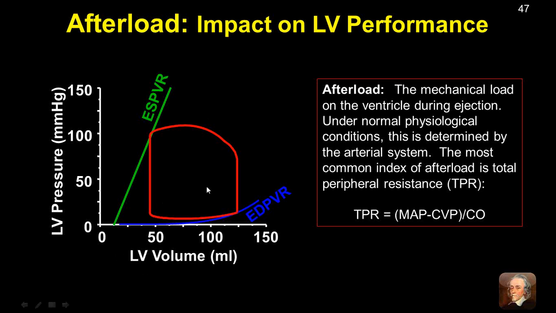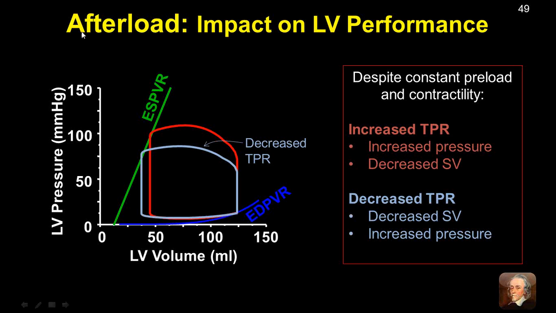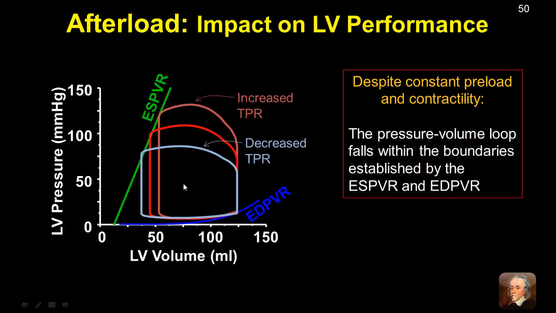But this is what happens when you change the afterload on the ventricle. So here's the baseline loop. And now if you increase the TPR, you'll have an increase in pressure generation, and in this case, a reduction in the width, meaning a reduction in the stroke volume. If you decrease the TPR, the loop gets shorter, meaning less pressure generation, but it is able to eject more, so the stroke volume increases. Again, as I emphasized before, the loops change their shape and their position, but they exist within the boundaries that are established by the end systolic and the end diastolic pressure volume relationships. So that is preload and afterload.